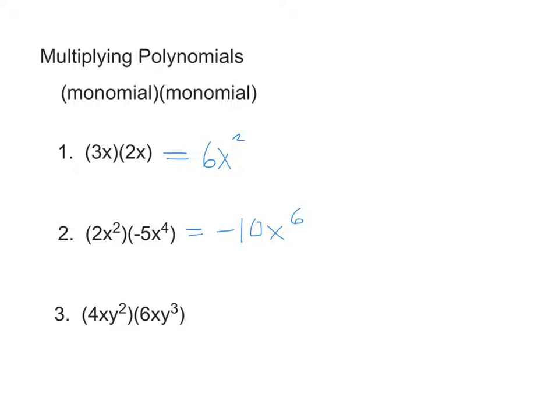And the last one here, 4 times 6 is 24. We're doing x and x, so that's x squared. And a y squared and y cubed, when you multiply those, y to the power of 5.